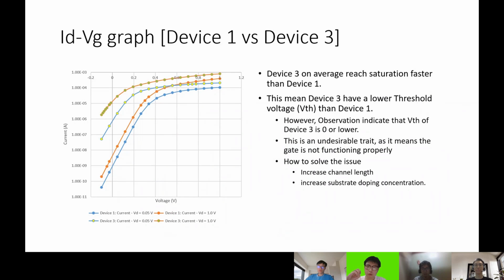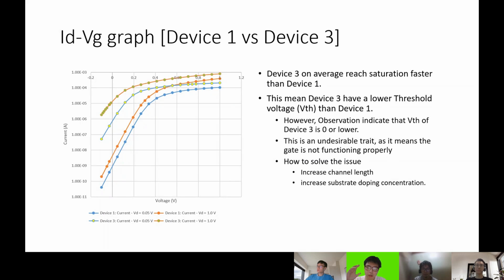This one is the ID-VG graph for the comparison between device 3 and device 1. It has the same effect as the comparison between device 2 and device 1. However, this one has a huge difference: when you compare it, the threshold voltage is too low. It's lower than zero. The MOSFET is not acting as a gate at all.